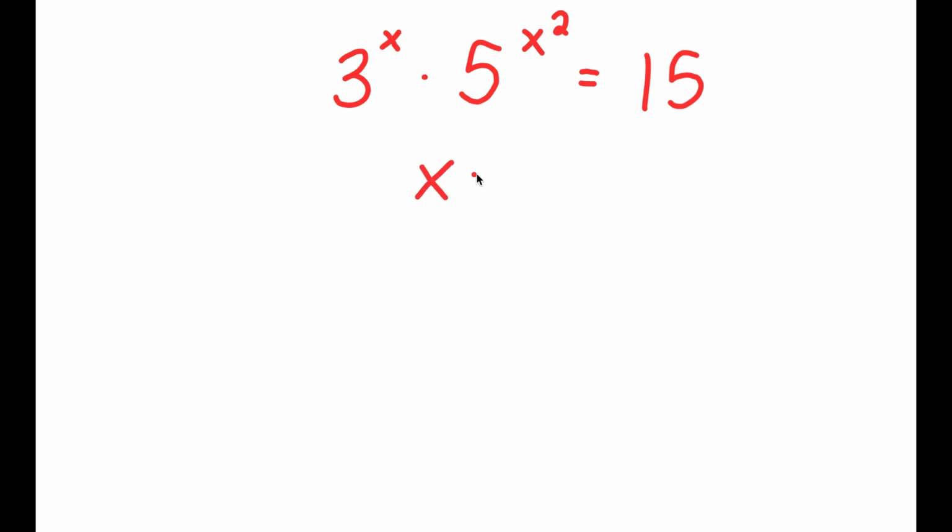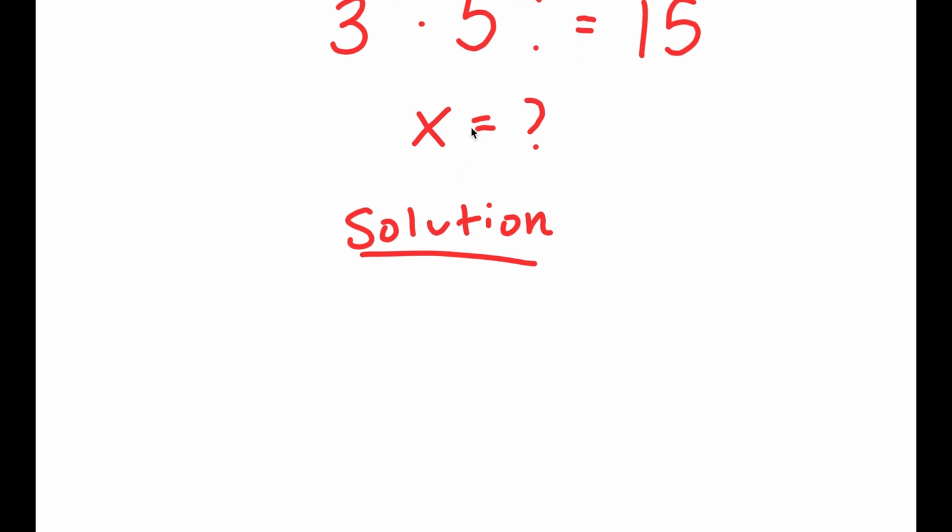Alright, so for this equation, I have 3 to the power of x times 5 to the power of x squared is equal to 15. My only variable in this equation is x, so that's what I'm going to be solving for. And for my solution, I'm going to first start by dividing both sides by 5.